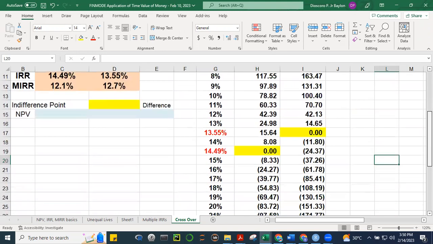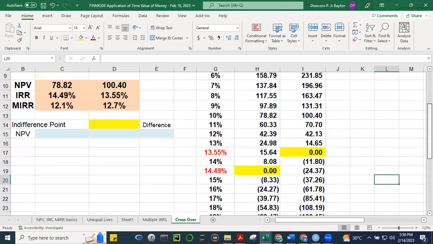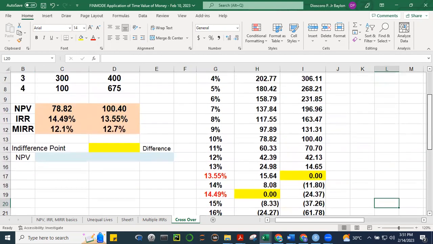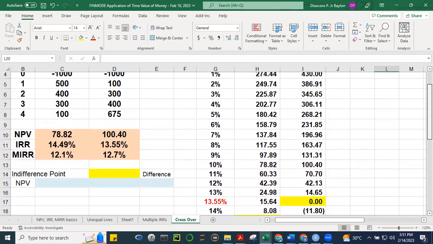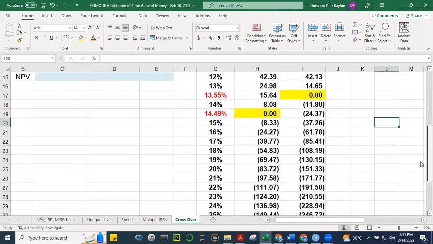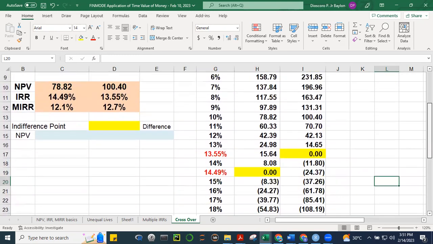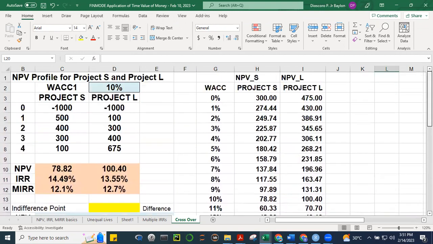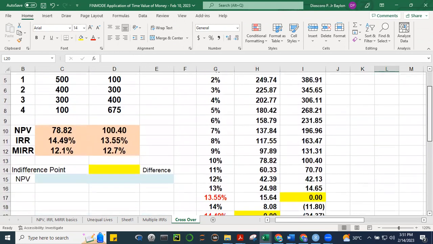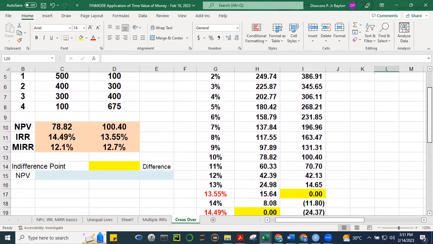Okay, so far, right? Then we can also include here the MIRR, if we so want. All right, but let's not include that anymore. Then we will have to compute for the indifference point. The indifference point is that WACC where you don't care whether you choose project S or project L. So how do we compute for that indifference point?